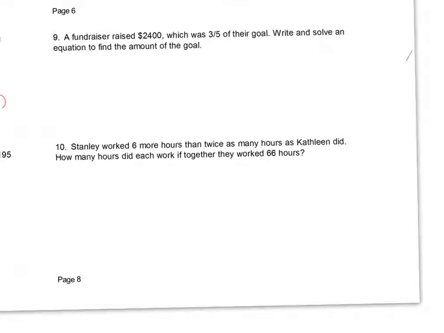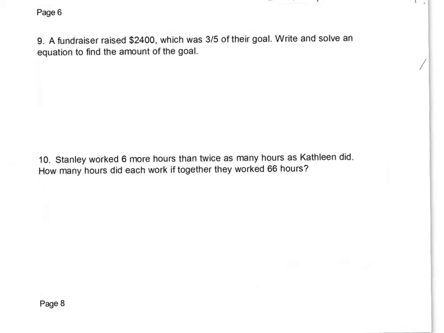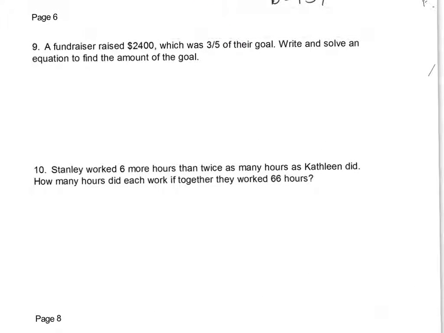Okay, for number 9, a fundraiser raised $2,400, which was 3/5 of their goal. Write and solve an equation to find the amount of the goal. Now, this one is kind of tricky. The total amount raised was $2,400. So I know it's going to equal $2,400. The hard part is figuring out what to set that equal to.